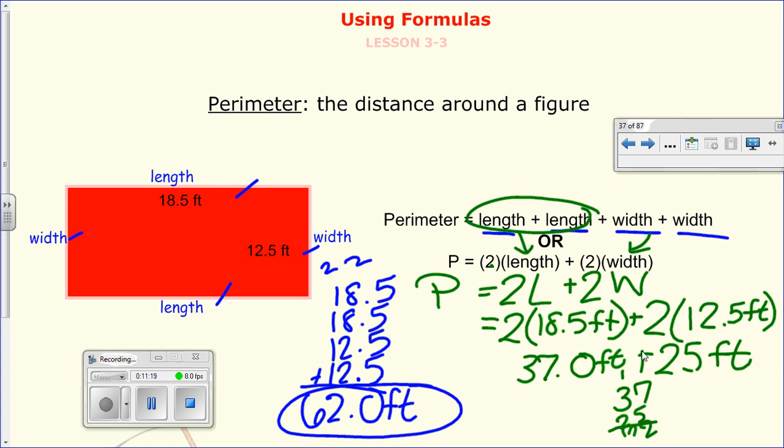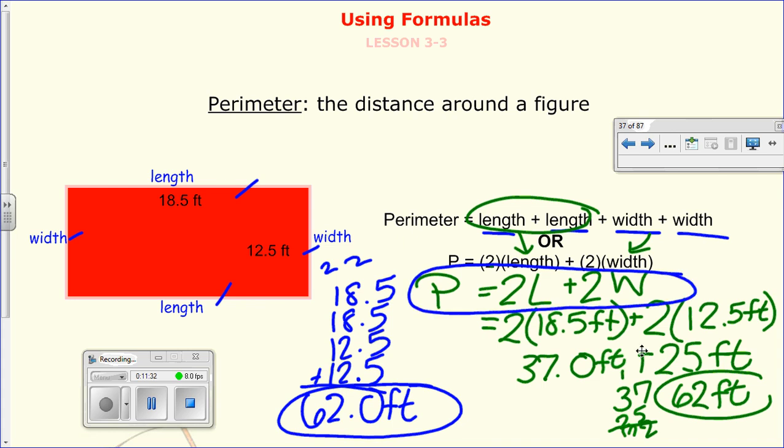So again, no matter how you do it, you get the same answer. So you could add each piece, do the length plus the length plus the width plus the width, or 2 times the length plus 2 times the width. This formula I just circled.